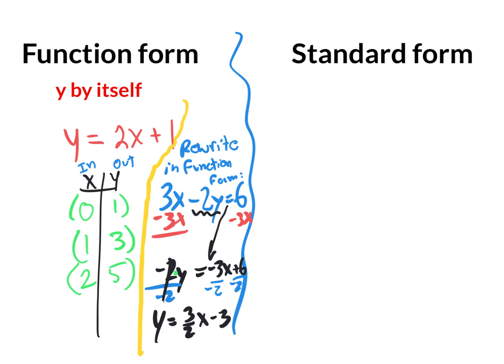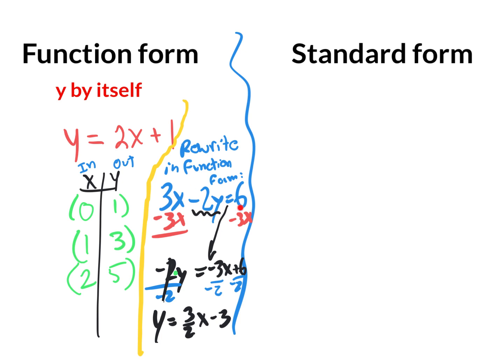And then there's another type of question they could ask you: rewrite in function form. So here's your equation. Y is not by itself. When they say rewrite in function form, that means get y by itself. Solve for y. Here's y, get it by itself. That's what we did. Y equals that stuff. That's function form.